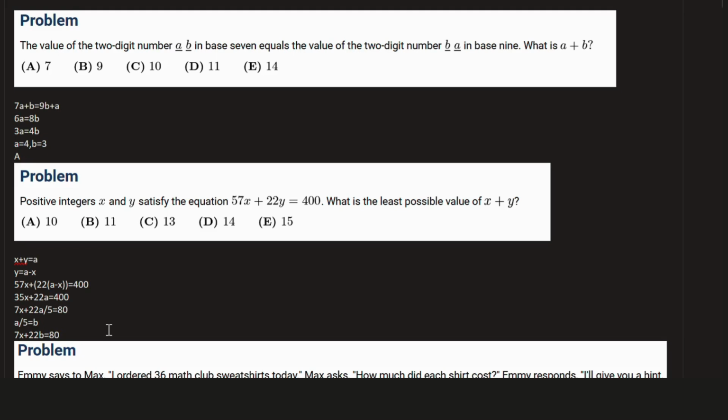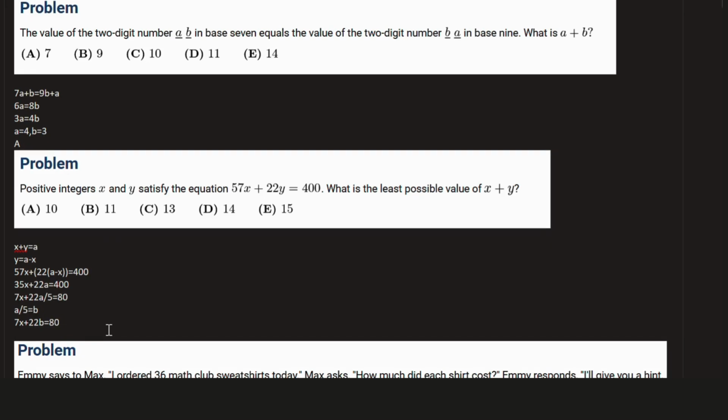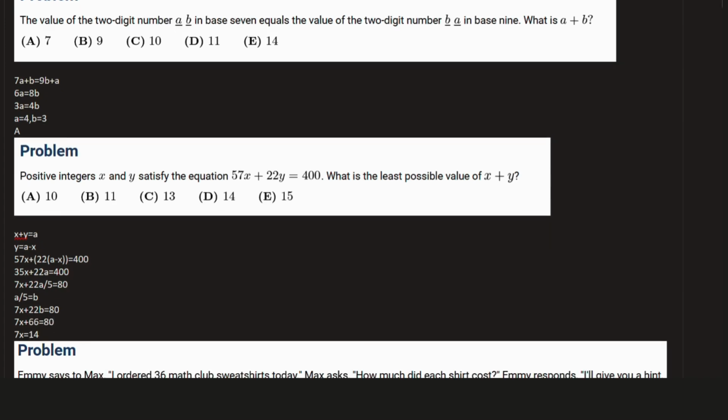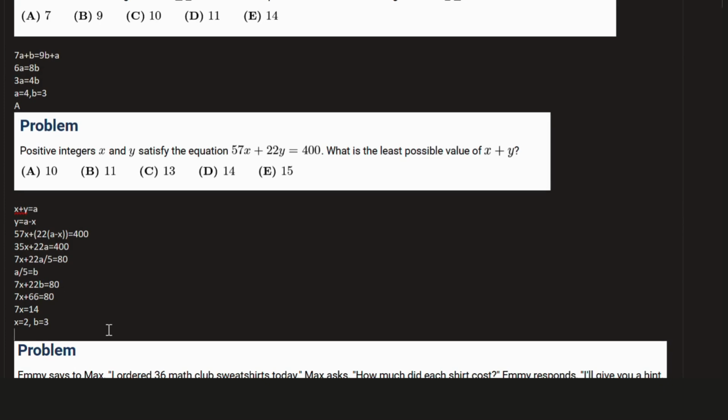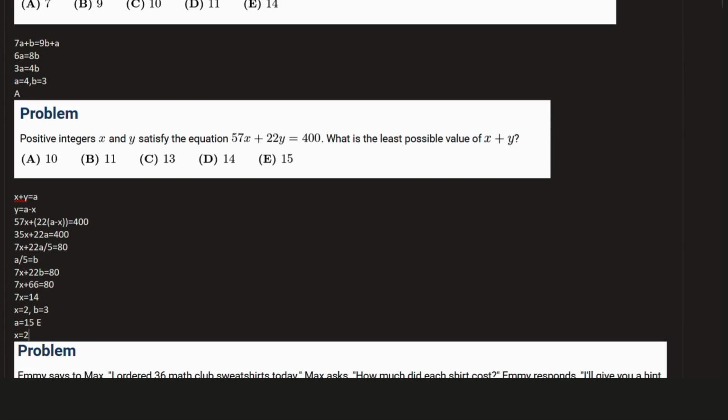that if b equals 0, there is no solution for x. If b equals 1, there is no solution for x. If b equals 2, there is no solution for x. If b equals 3, we know that 7x plus 66 equals 80. 7x equals 14. So then x equals 2, and then if x equals 2, then b must be equal to 3. And since a over 5 equals b, a equals 15, which gives us the answer E. We can also double check the two values, which means that x equals 2 and y equals 13.